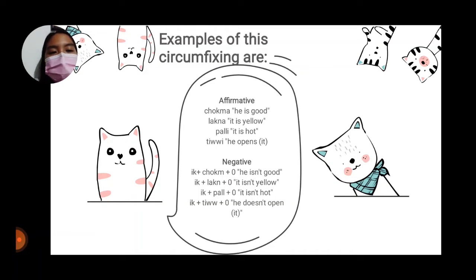In negative form, you just add ik- and then shokm plus -o. Then it will read or sound like ikshokmo, which means he isn't good. Iklakno means it isn't yellow. Ikpalo means it isn't hot. Iktiwo means he doesn't open it.